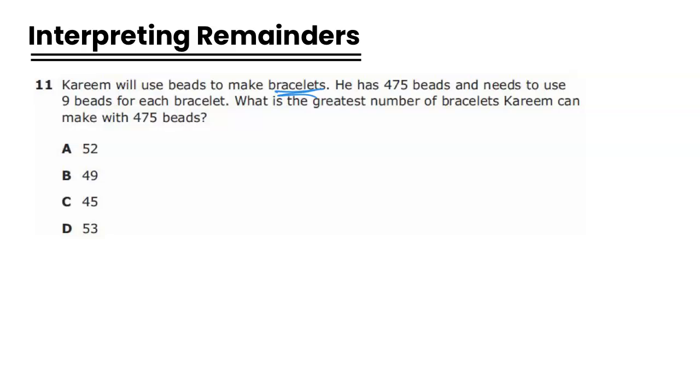And so Kareem will use beads to make bracelets. He has 475. He needs to use 9 beads for each bracelet, and we want to know the greatest number of bracelets that Kareem can make with those 475 beads. And so, if you've worked through that card sort and talked about when do we need to increase the quotient versus ignore the remainder, hopefully students are able to determine here that we will be able to ignore the remainder.